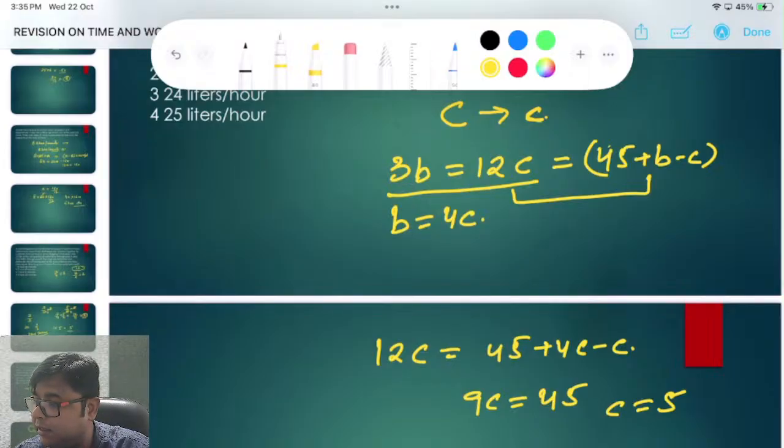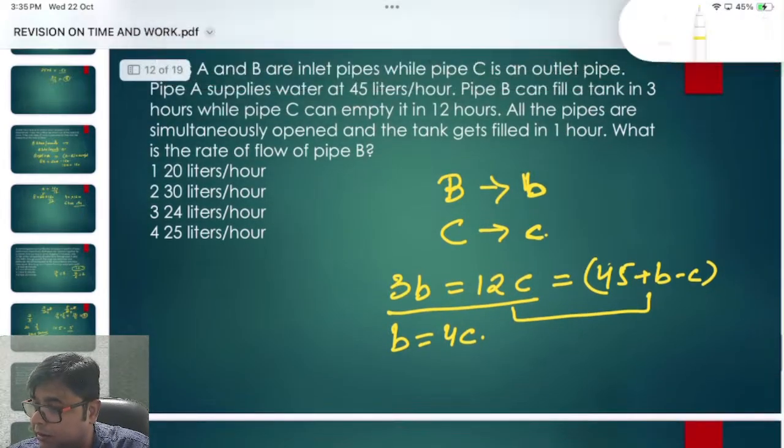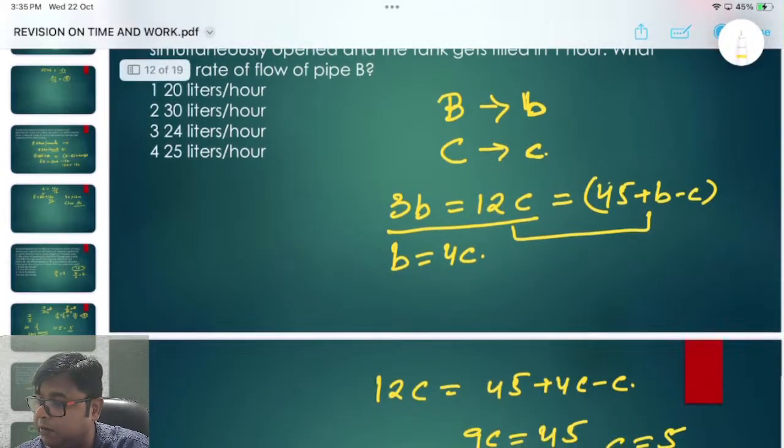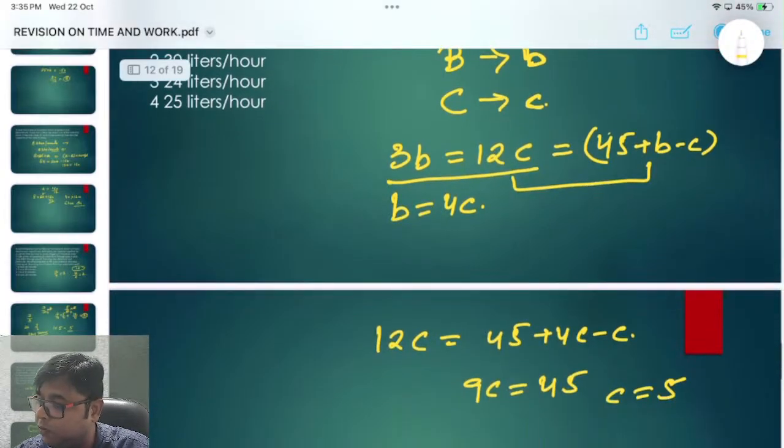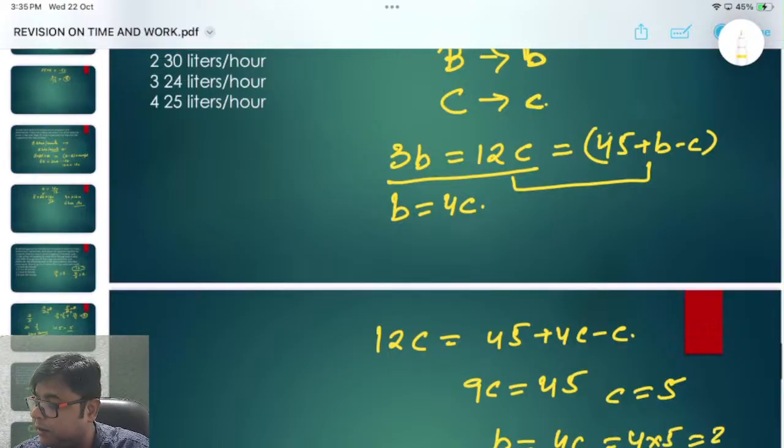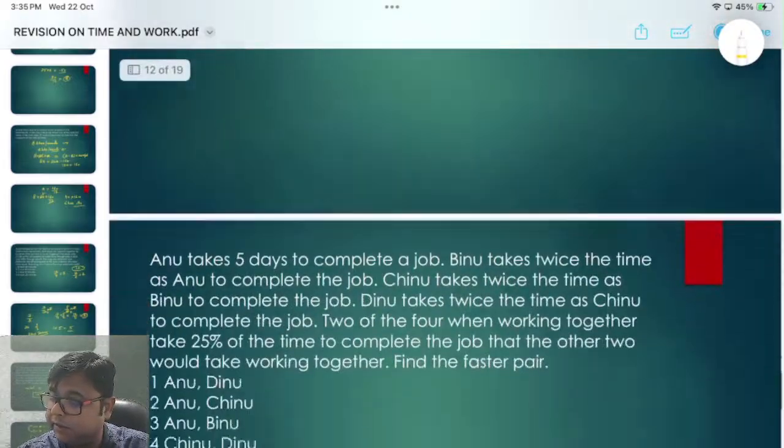And what are they asking? They are asking what is the rate of flow of pipe B? It is B that is asked, and B is 4C. So 4 into 5 which is 20. So using this you can do it very easily. Right? Chalo, let's move on to the next.